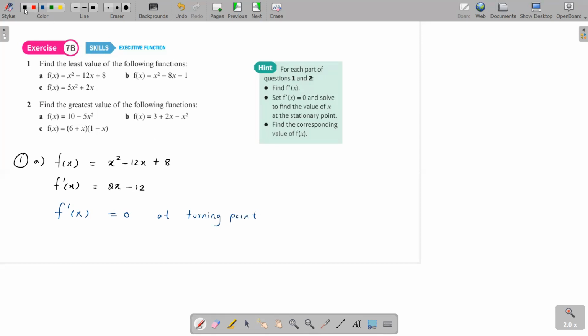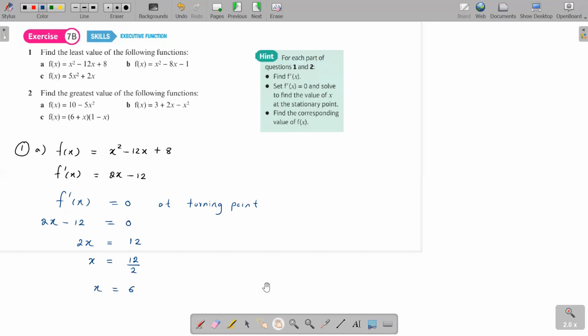The value of f dash x is 2x minus 12, so 2x minus 12 equals 0. 2x equals 12, so x is 12 divided by 2, which is x equals 6. So you can see x equals 6 is the stationary point that you are getting.